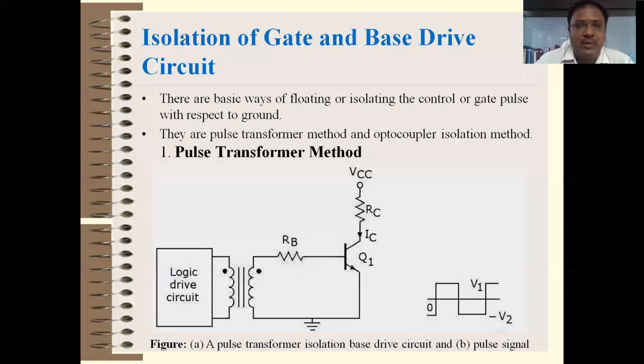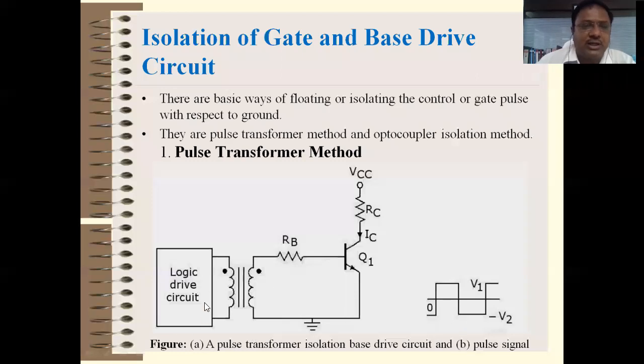This is the first one, called the pulse transformer. If you see the diagram, we have a logic drive circuit. This circuit may be a microprocessor based circuit or any other circuit which generates the triggering pulses to the power devices. We are using here a pulse transformer. So these are triggering pulses. Whenever a triggering pulse is generated, a current flows through the primary of this transformer, and automatically the voltage will develop across the secondary for that time only.